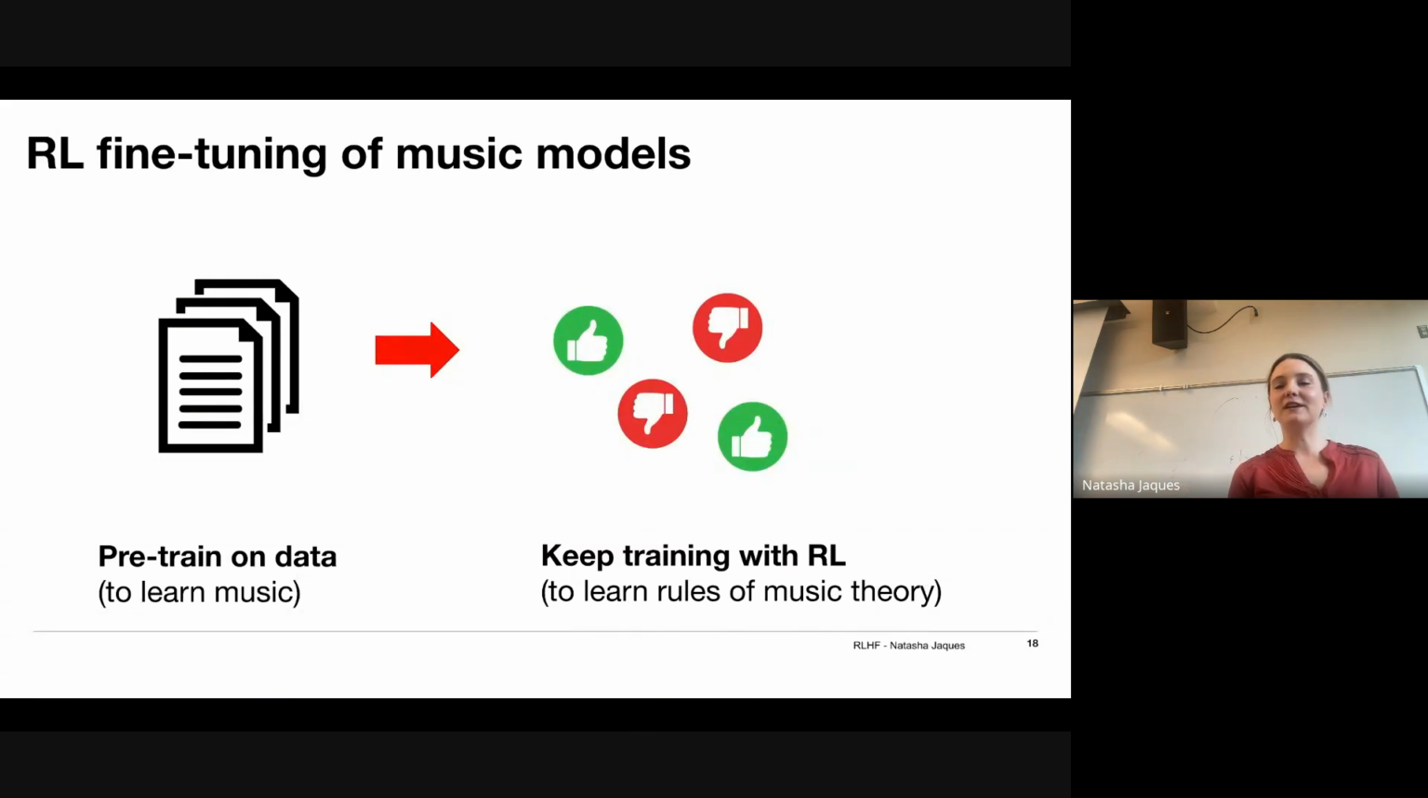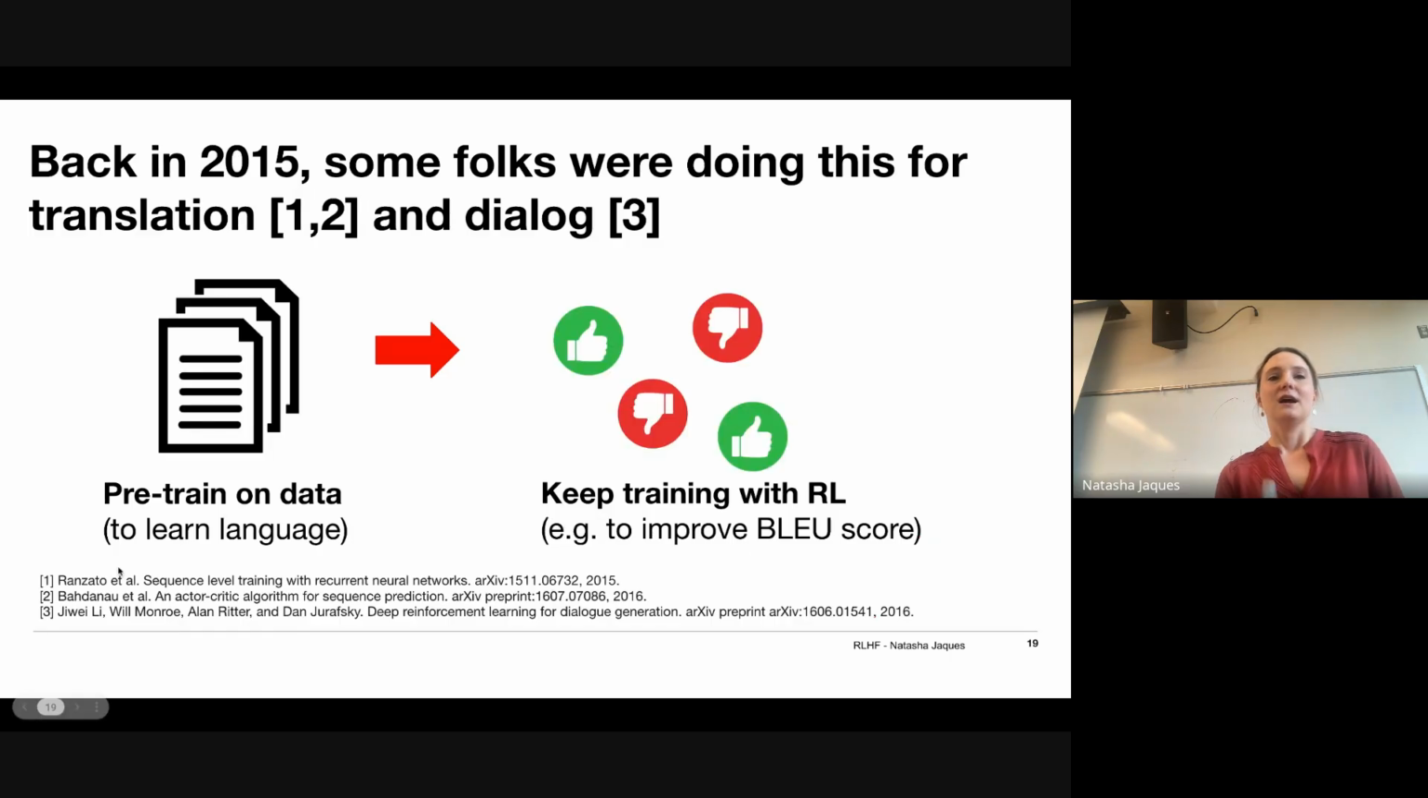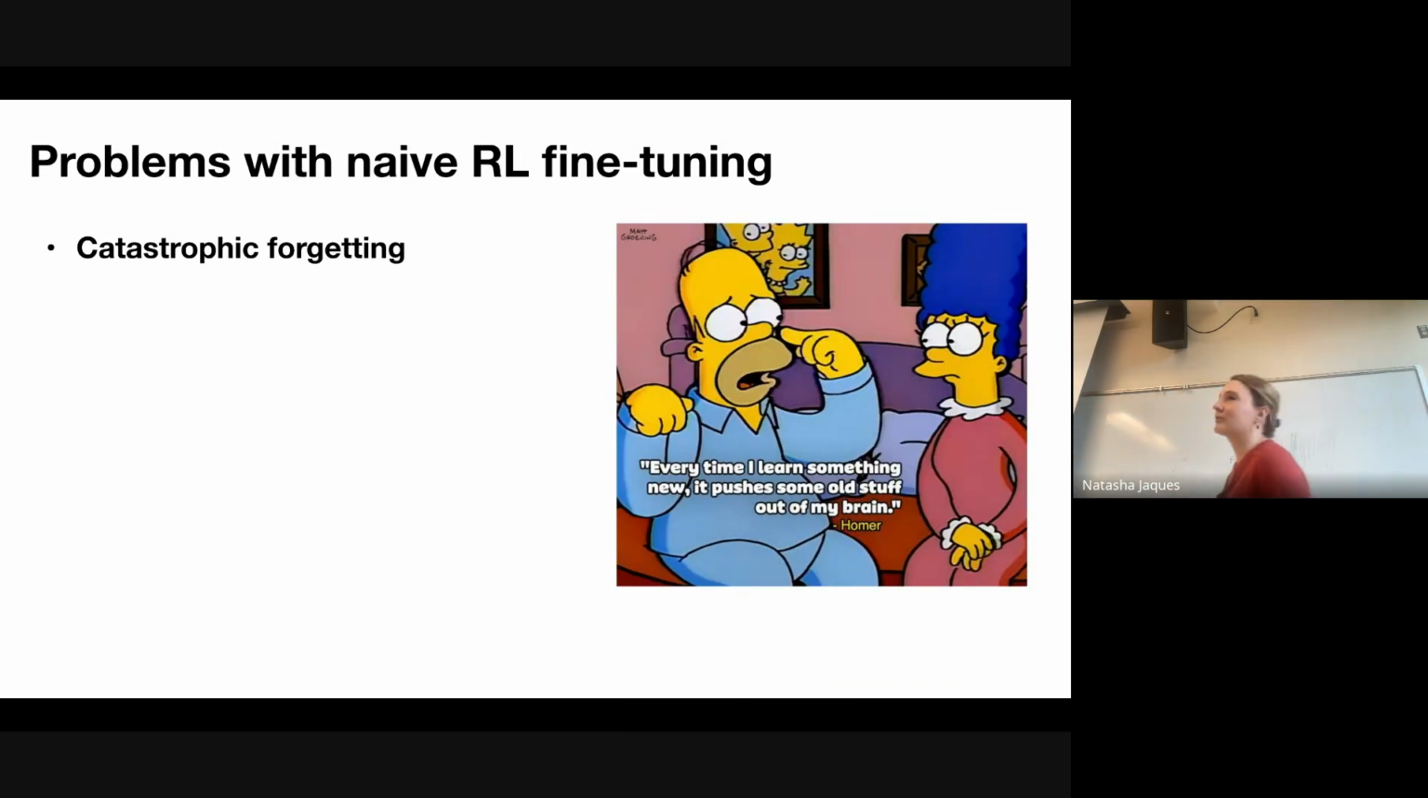We're going to pre-train on data and keep training with RL. So we're going to learn something about music from the data, then learn the rules of music theory, impose some structure, and fix it. We talked about that already. At this time, some folks were exploring this idea. This is the post-training idea: pre-training on the data and keeping training with RL, maybe for translation, like improving translations by rewarding BLEU score. The problem is, if you do this naively, it doesn't work that well.